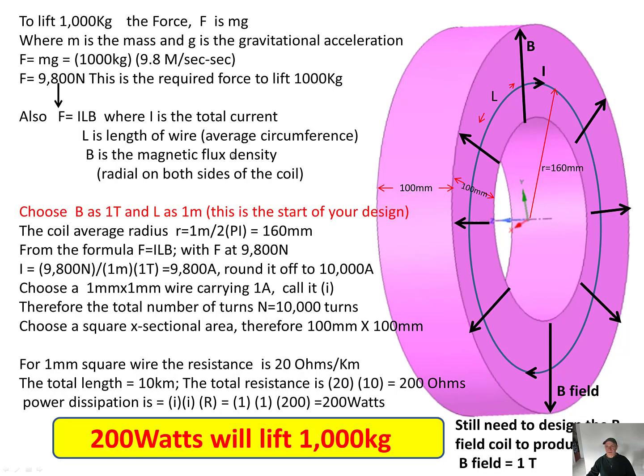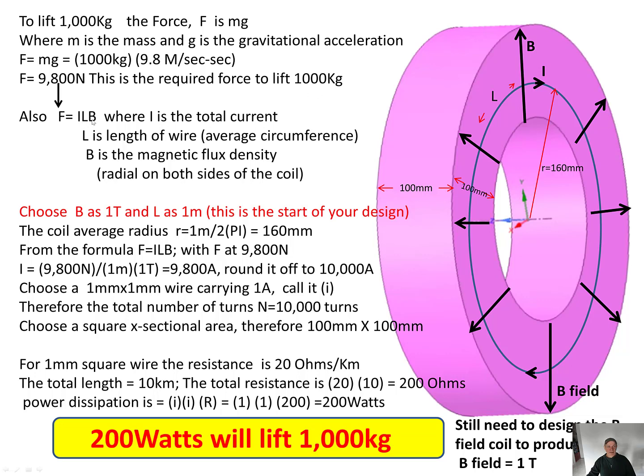So the design of the coil. To lift 1000 kilograms, the force is mg, where m is the mass and g is the gravitational acceleration. So force equals mg equals 1000 kilograms times 9.8 meters per second squared, so equals 9,800 newtons. This is the required force to lift 1000 kilograms.